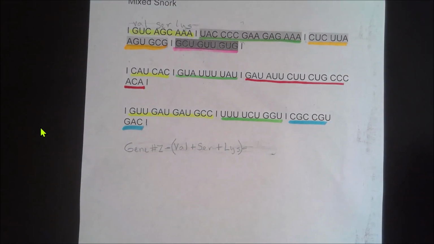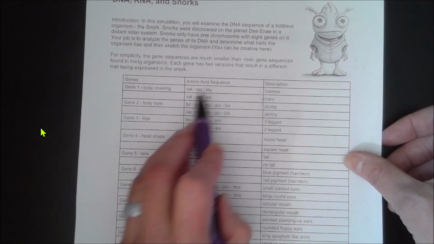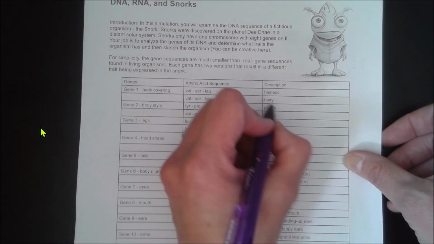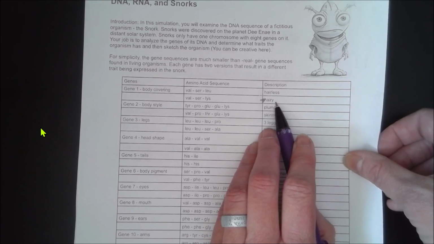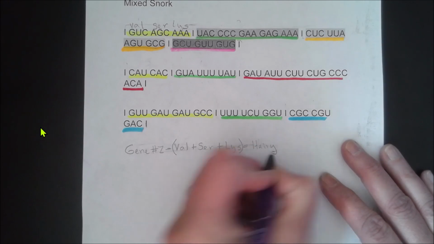We are going to now look at our chart here, our amino acid sequencing. We had VAL, SER, LYS. That means our trait, our organism is going to be hairy. So I'm going to write down that we have hairy.